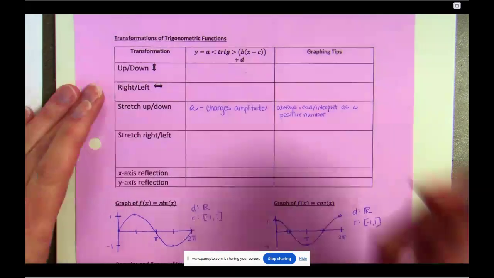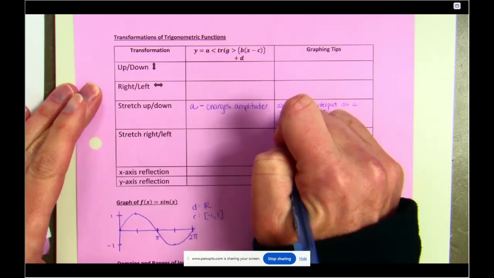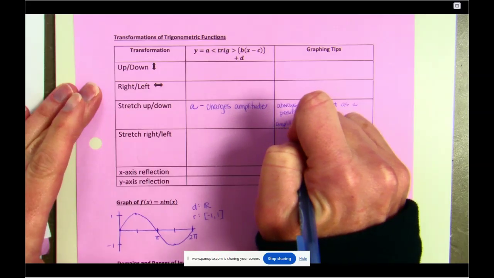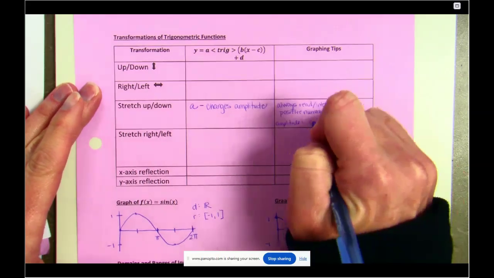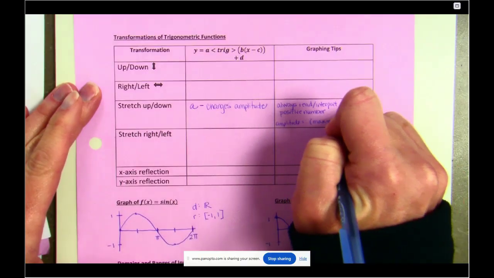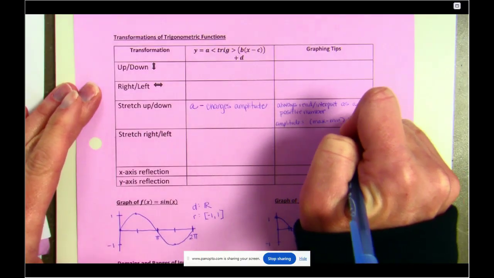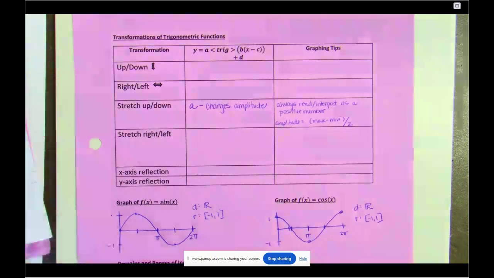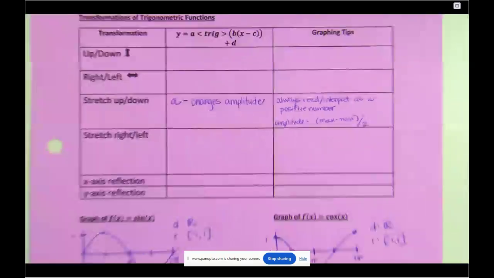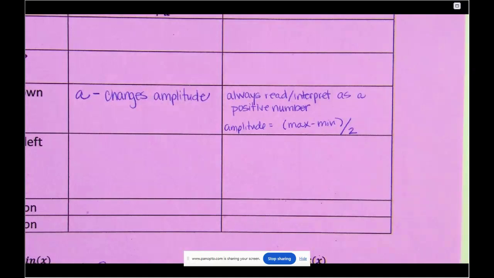Okay, and then the other thing that you need to know is that there's a formula for amplitude: the maximum minus the minimum divided by 2. You need that because eventually we will be taking a story problem and writing an equation. So you'll need to be able to get the amplitude from words. It's the maximum minus the minimum divided by 2.